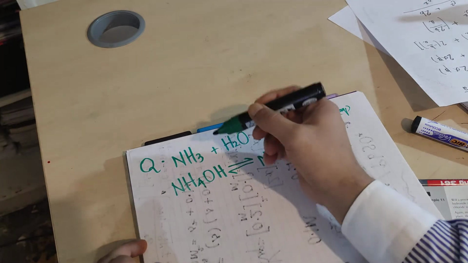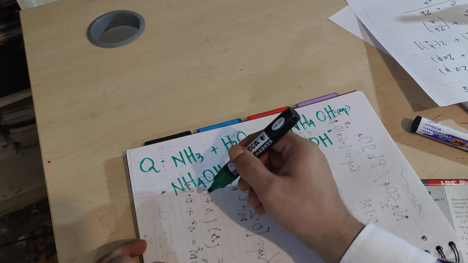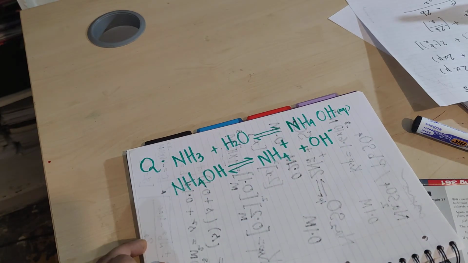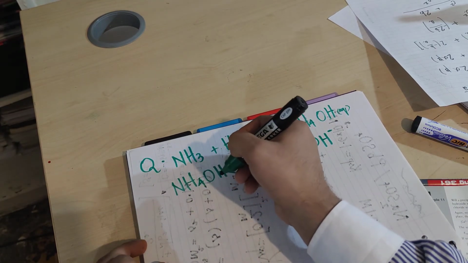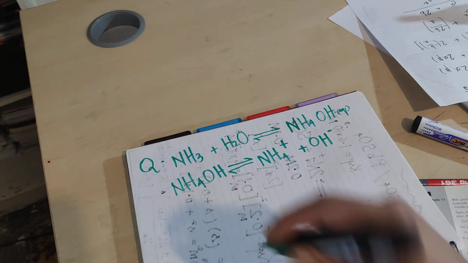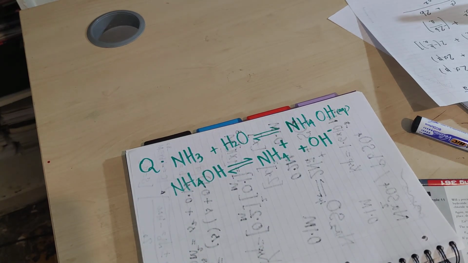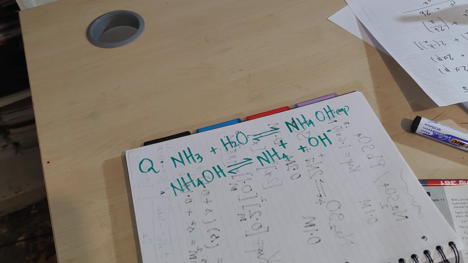So if this was 1 mole per dm cubed, which is 1 mole would be 14 grams of nitrogen, 5 grams of hydrogen plus 16 grams of oxygen, that would be 35.